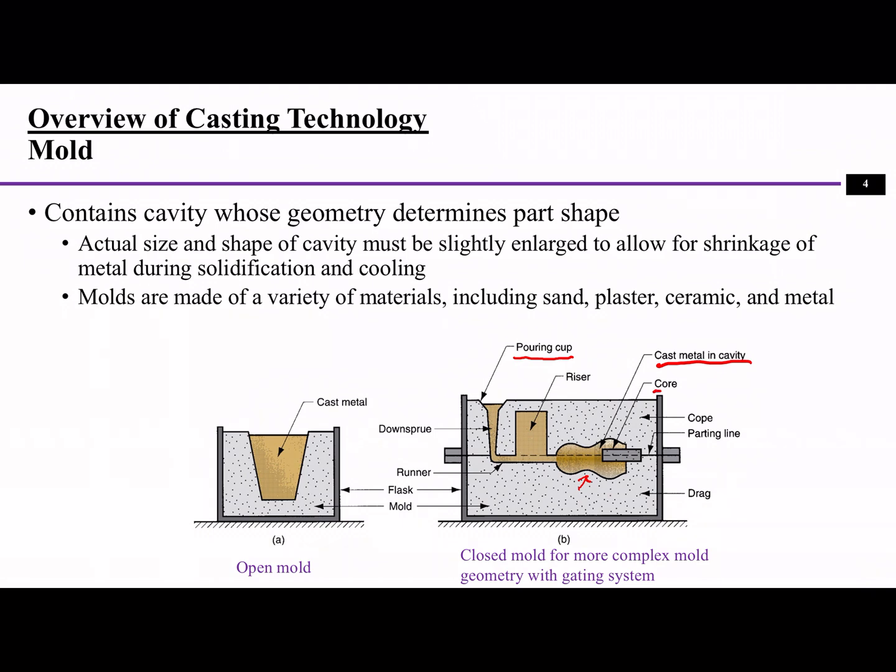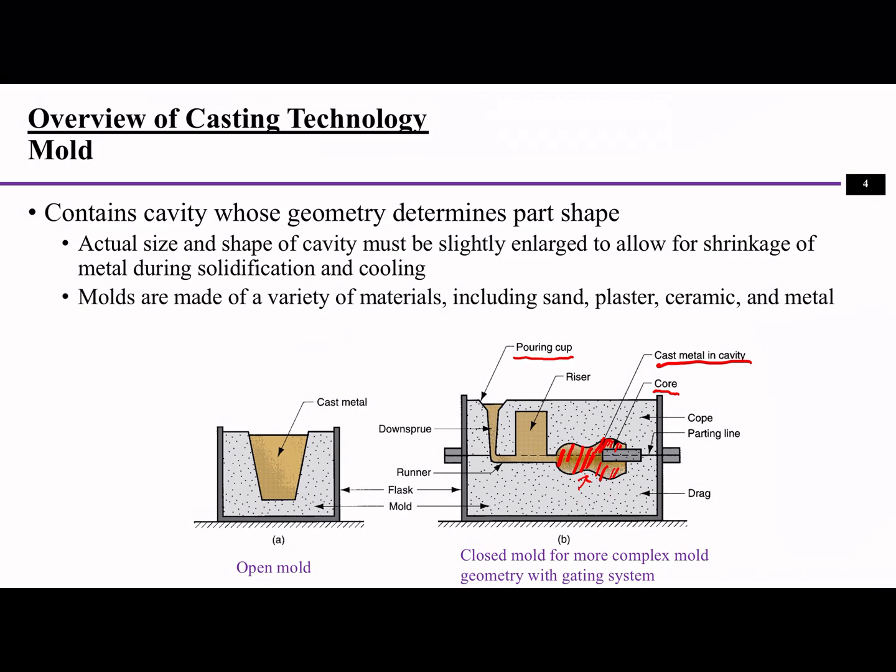Another thing is a core. The core helps to shape the geometry of the part. With this shape you can see the metal is mostly going to flow into these places, so this is what the shape is supposed to be. This is what the core is used for.